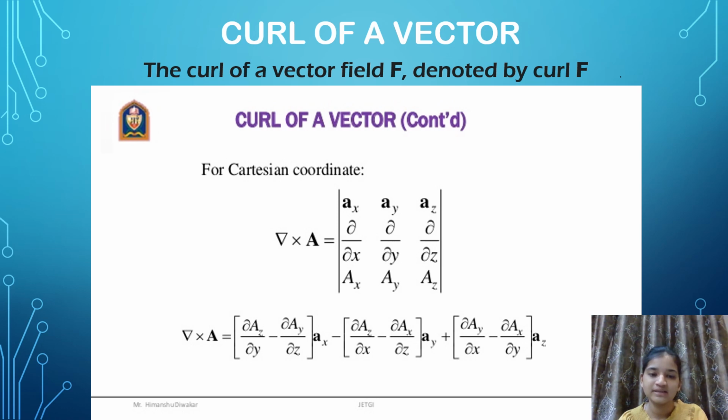Times ax, then minus, we have to write it in matrix form with signs plus, minus, plus, and dou az by dou x minus dou ax by dou z times ay, plus dou ay by dou x minus dou ax by dou y times az. We have to write it in matrix form. Here I'll end the topic of vector calculus.